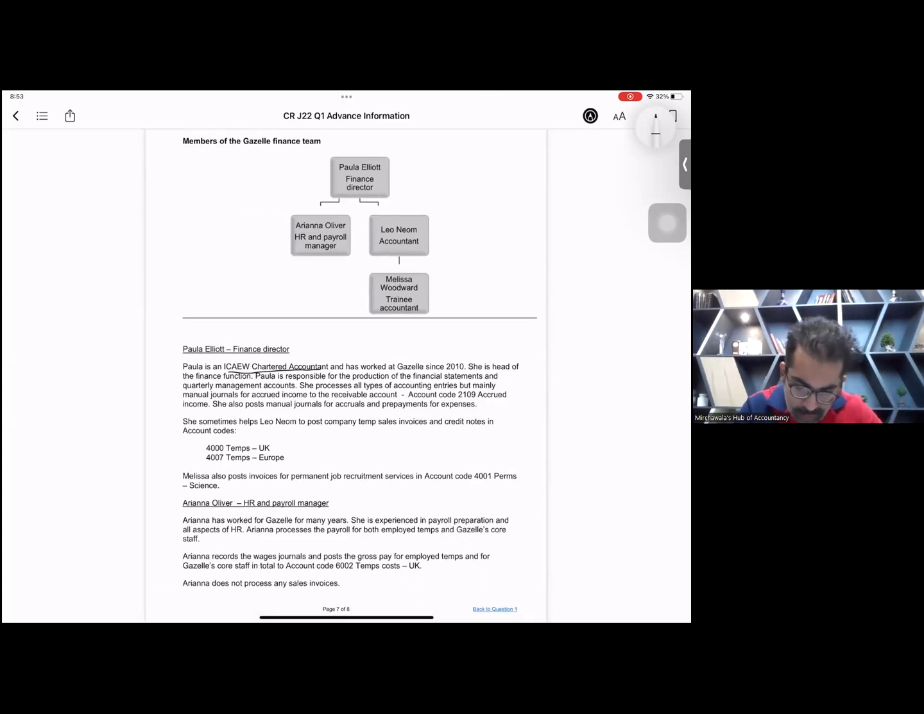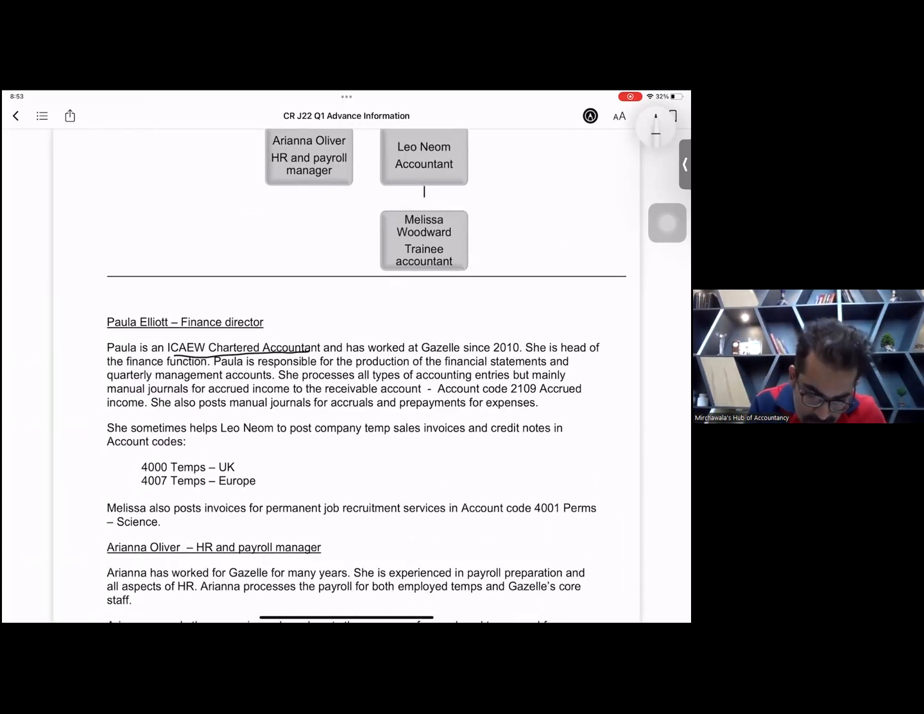Now, she's head of finance function. Paula is responsible for production of financial statements and quarterly management accounts. She processes all types of accounting entries, but mainly manual journals for accrued income to the receivable account, account code 21C. She is responsible for that accrued income.